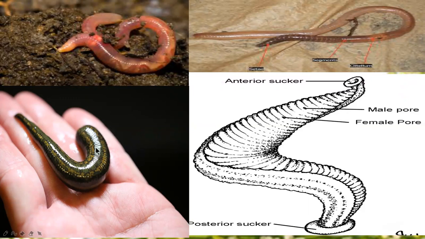This is the example of leech. This is the original and this one is the picture. It has two suckers. The leech lives in ponds. It attaches with the help of its sucker to man and other animals that come in contact with the water. It sucks the blood of its host.